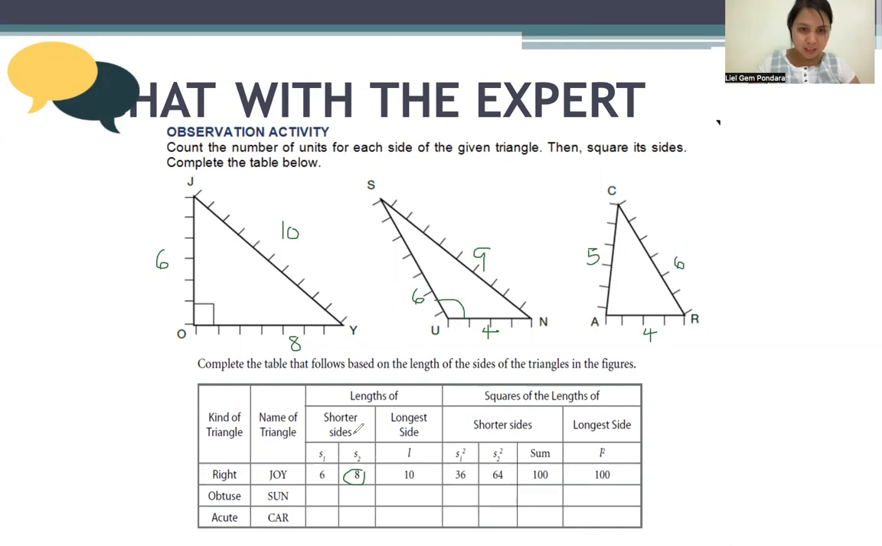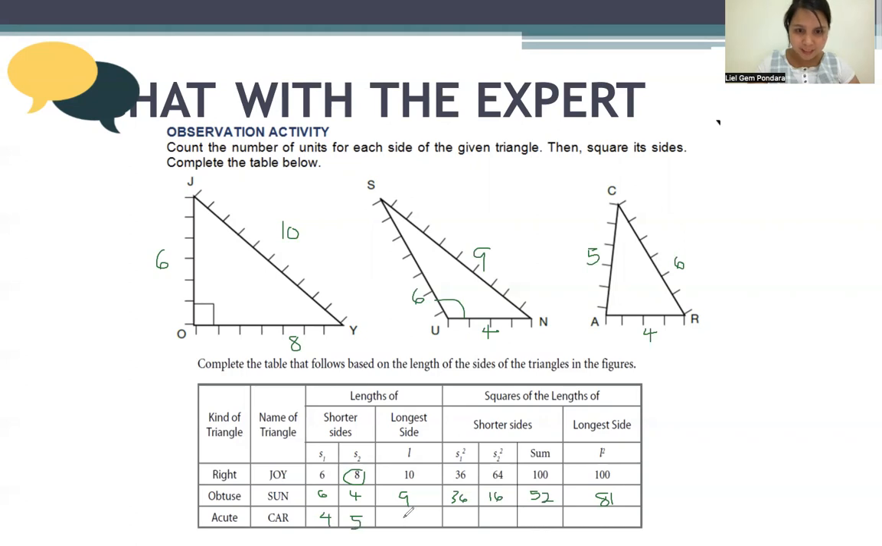Okay, so let's take the obtuse triangle. The shorter sides are 6 and 4. The longest side is 9. So we square them: 36 and 16. The sum is 52. The square of the longest side is 81. Next, for the acute, the short sides are 4 and 5.